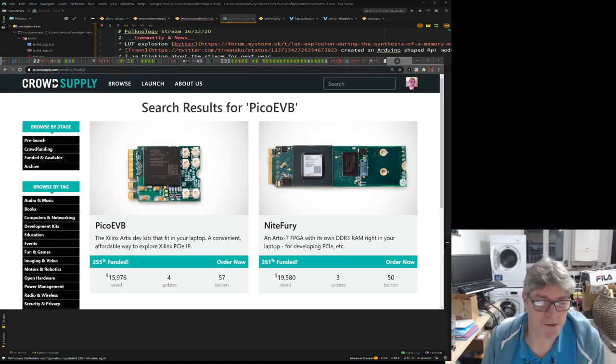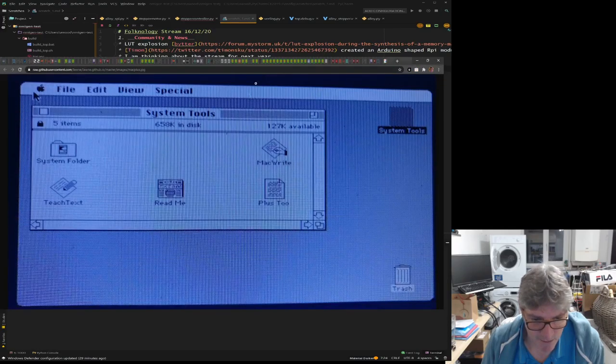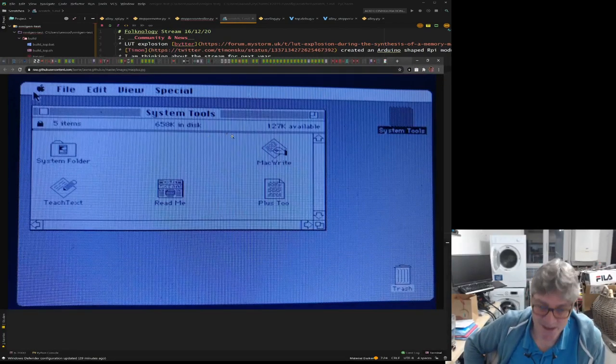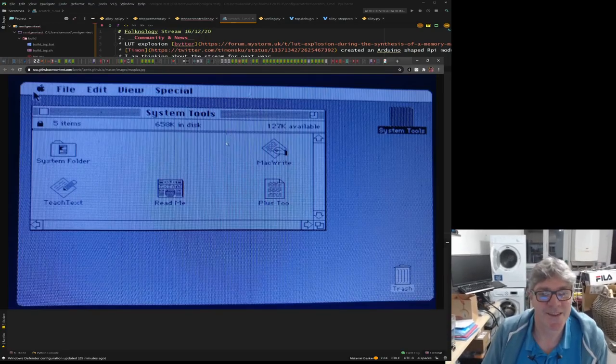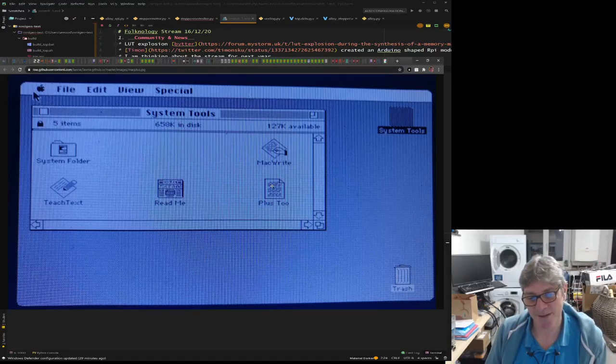Let's have a look at what we've got from Laurie here today. Oh, it's a screen capture of the Mac Plus running. So cool. I remember using Mac Plus. Oh man, I was well into Macs then.